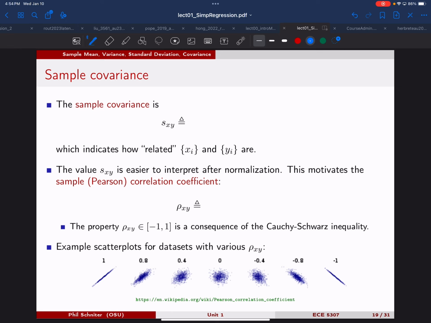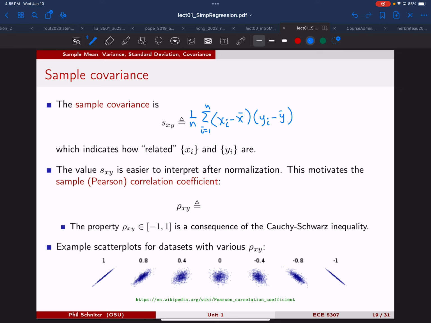I don't know if you guys remember how this is defined, but basically, in spirit, it's a lot like the variance, but with two variables. So it looks like this. You have xi minus its average, and then rather than squaring it, you take yi minus its average, and then you take the average of that quantity over the data. Okay, so this is one way to quantify how related these two variables are.